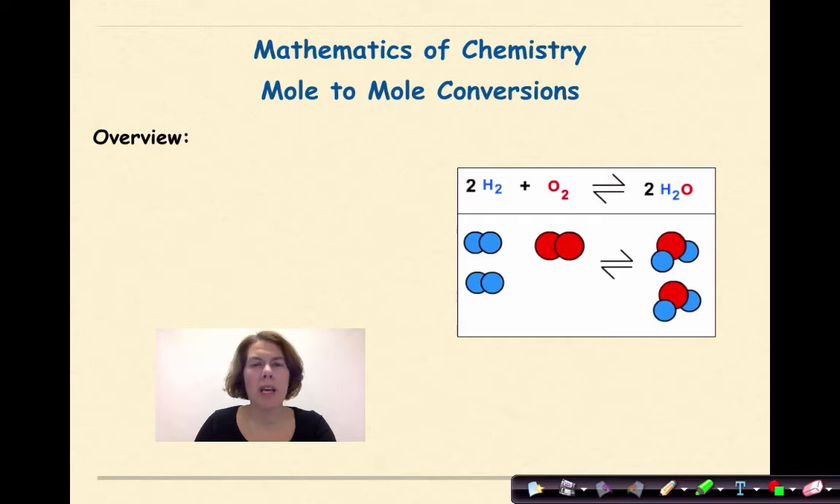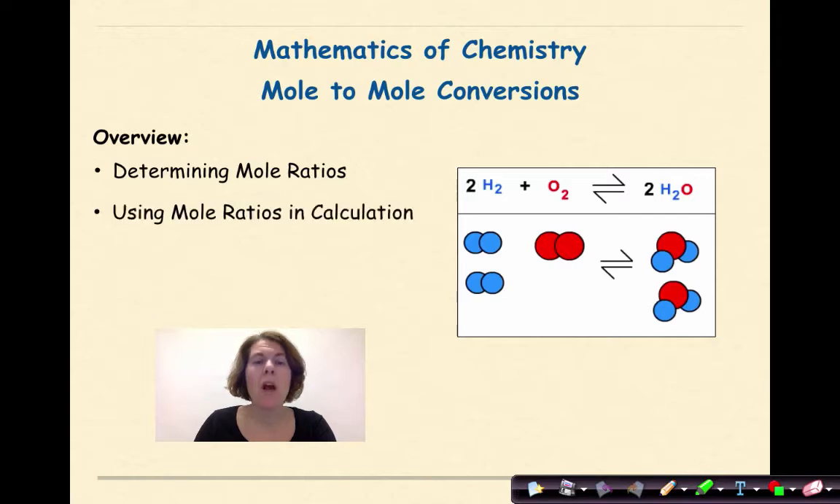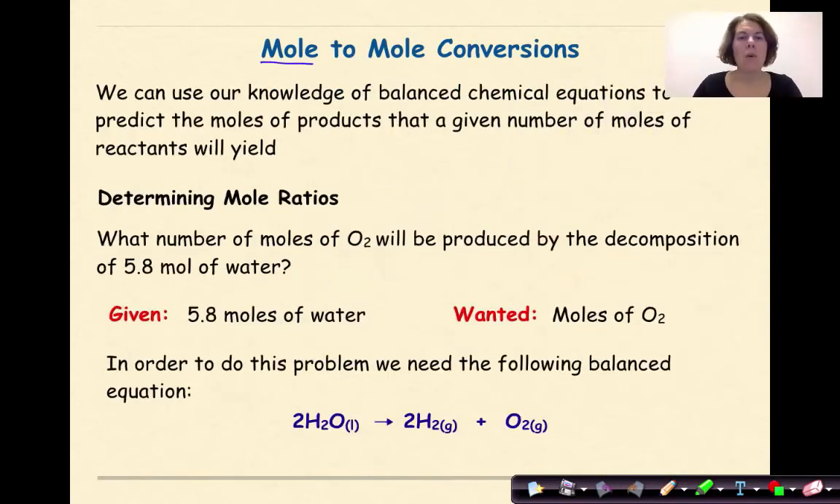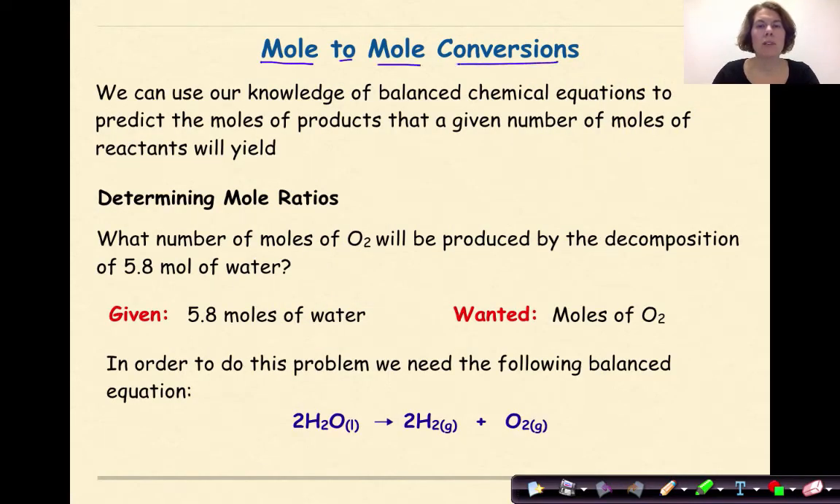Today we're going to be talking about mole-to-mole conversions. Specifically, we're going to be looking at determining mole ratios, using mole ratios in calculations, and then finally some practice problems at the end. Mole-to-mole conversions. We can use our knowledge of balanced chemical equations to predict the moles of products that a given number of moles of reactants will yield. So what we're going to do is determine mole ratios.